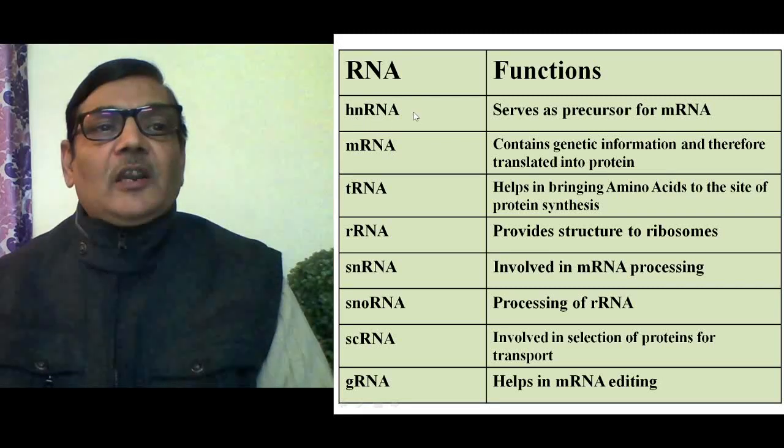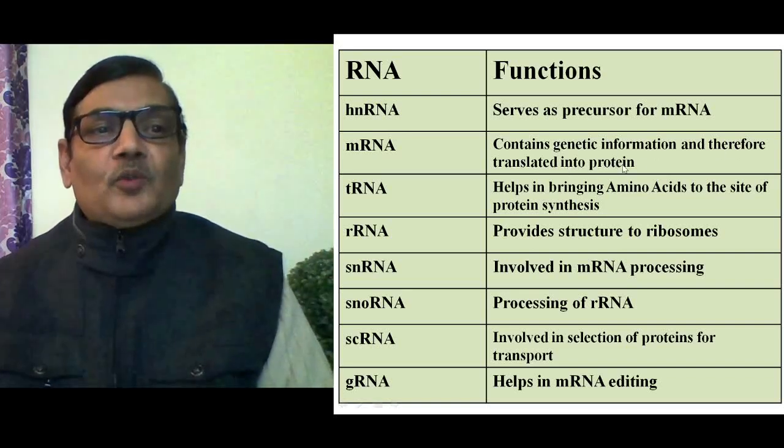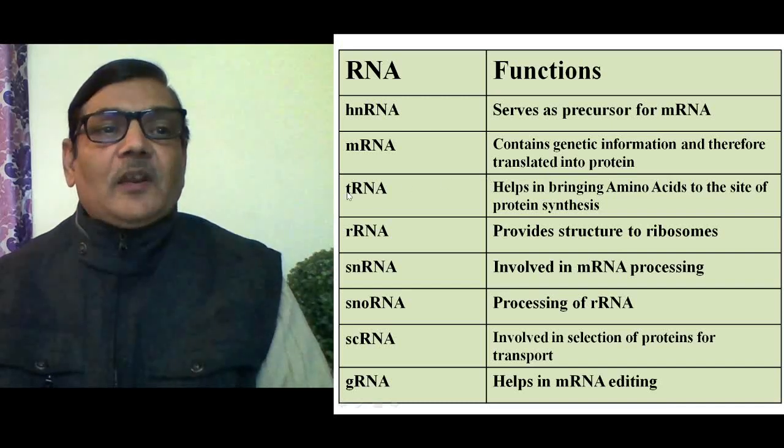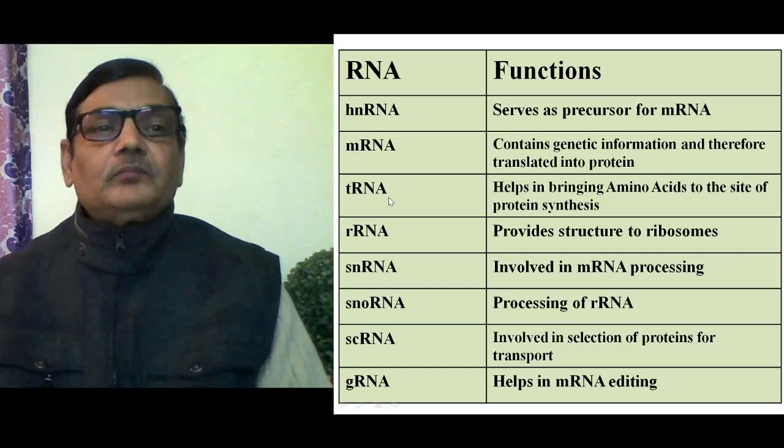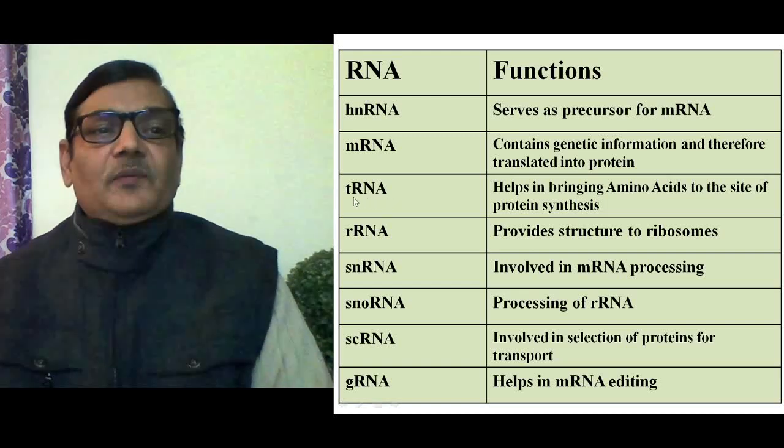So hnRNA after processing is referred to as messenger RNA, and this messenger RNA contains genetic information and therefore it is translated into protein. The third type of RNA shown here is transfer RNA. This helps in bringing amino acids to the site of protein synthesis. We know that there are 20 different amino acids. So to encode them or to recognize them, different kinds of transfer RNA molecules are required.